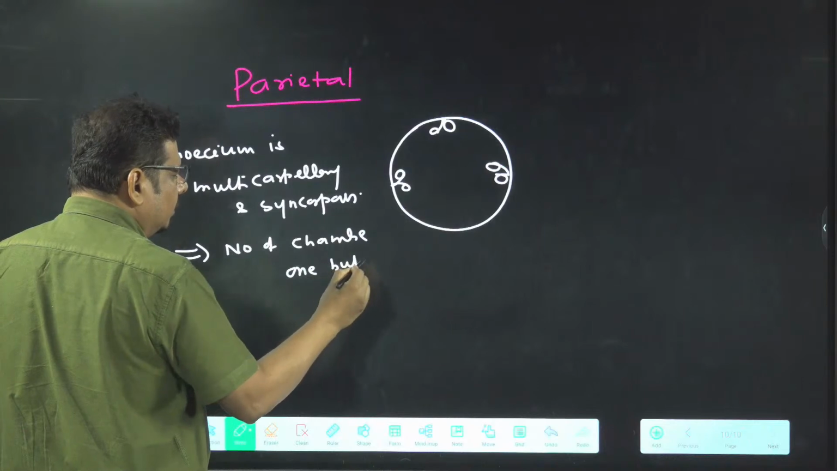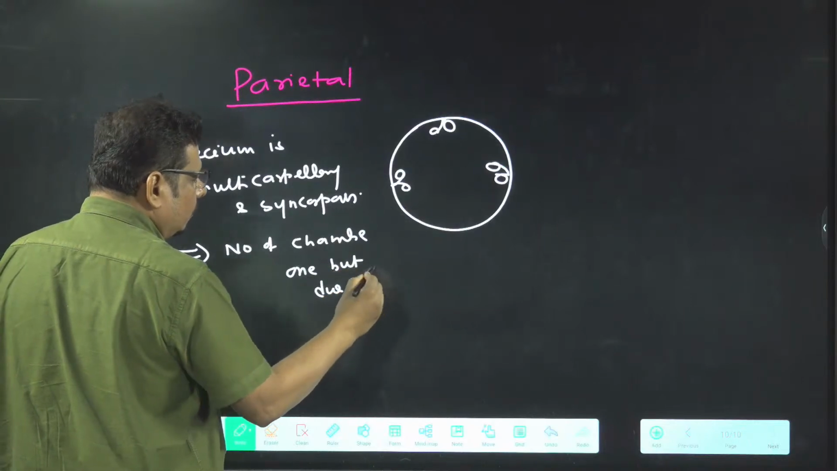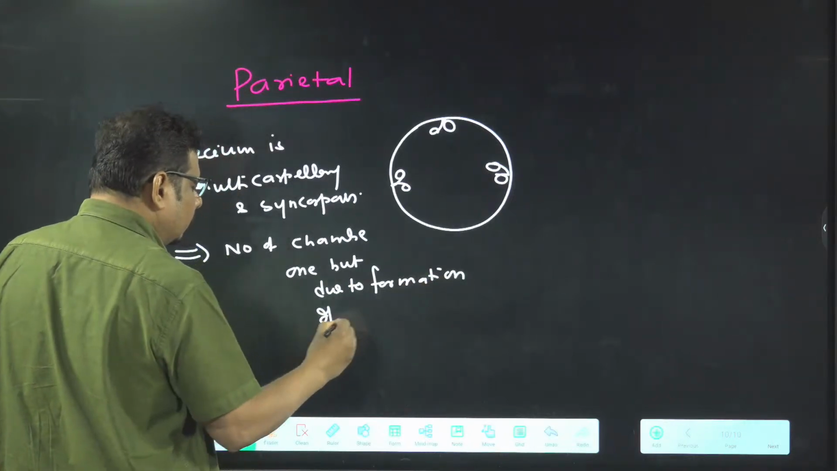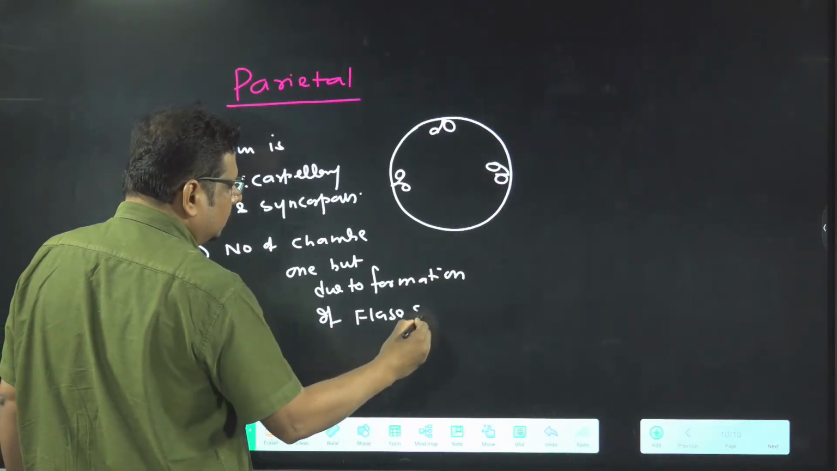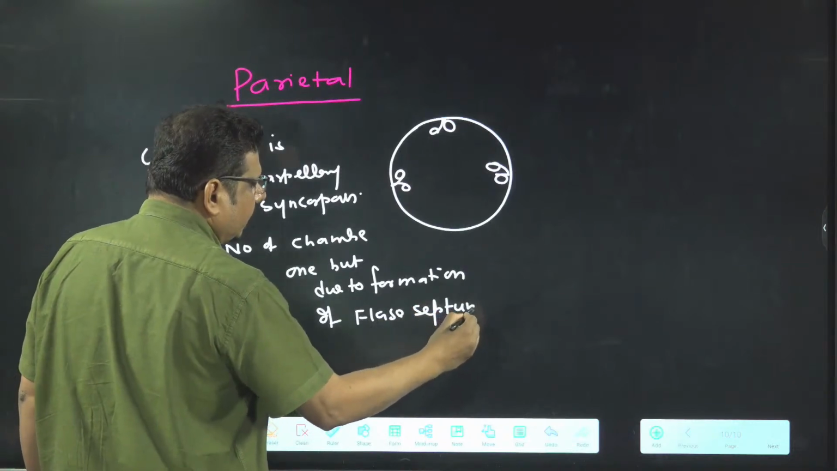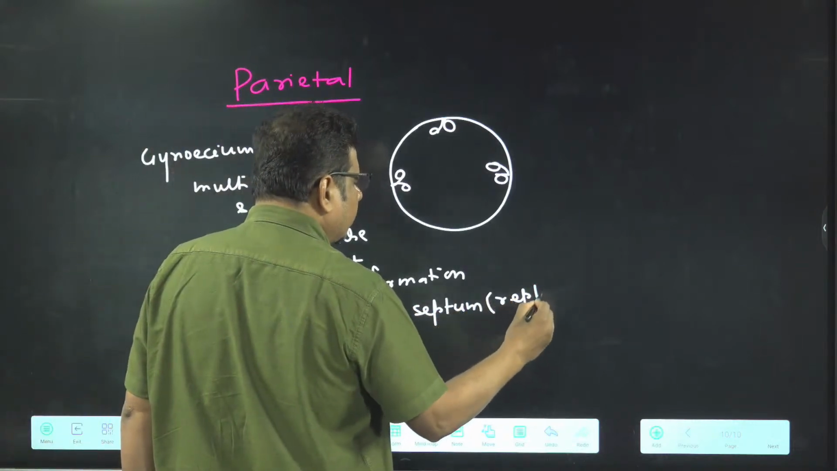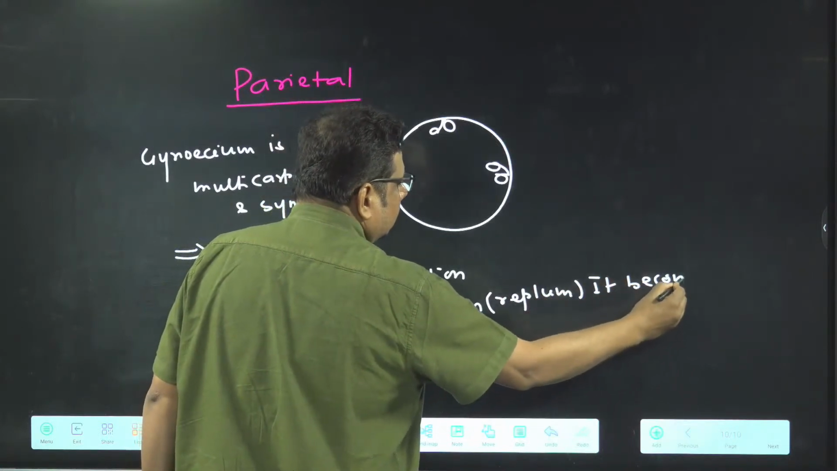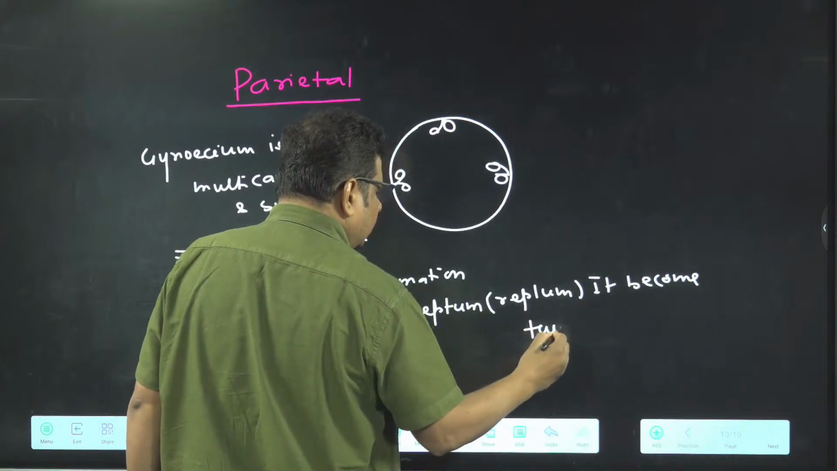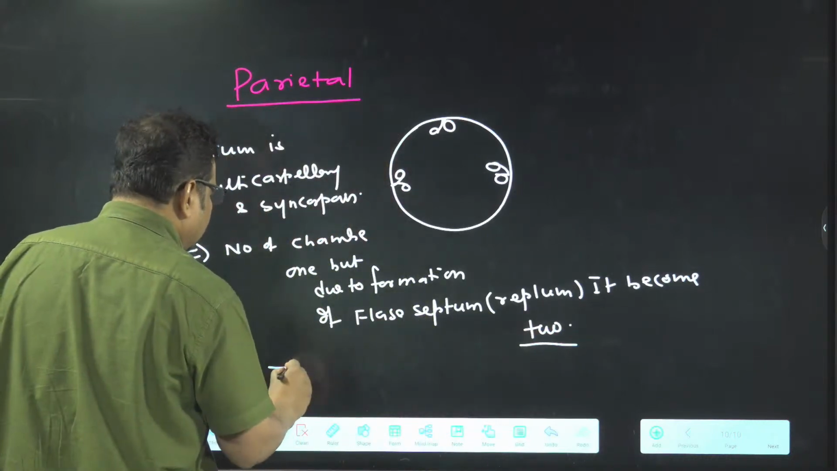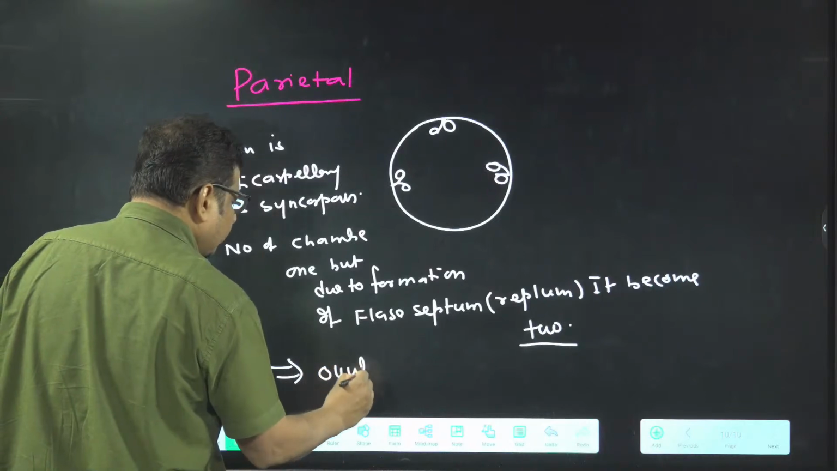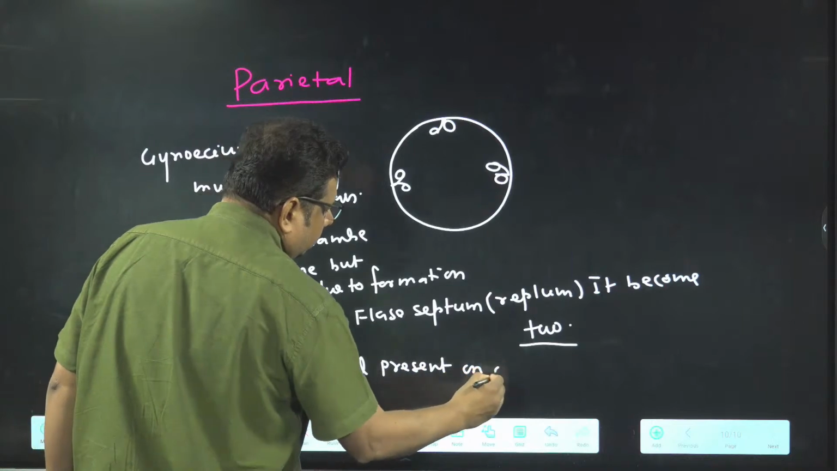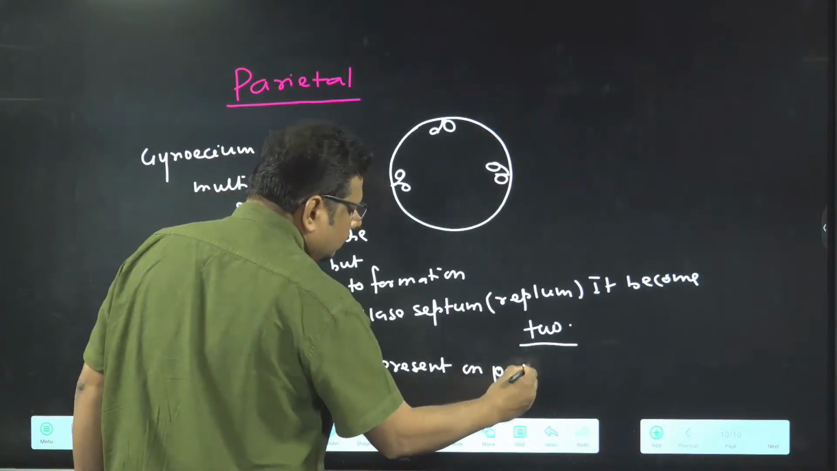But due to formation of false septum, and this is called replum, it becomes 2. Ovules present on the peripheral wall of the ovary.